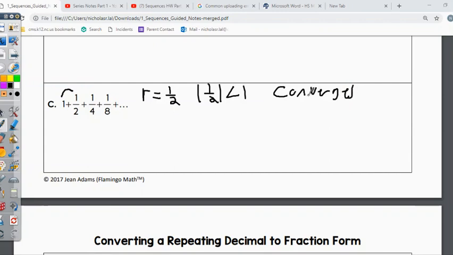Our starting value is 1. A1 is equal to 1. So our Sn, our series, is going to be equal to 1 over 1 minus 1/2, and 1 minus 1/2 is 1/2. So 1 divided by 1/2 is equal to 2.